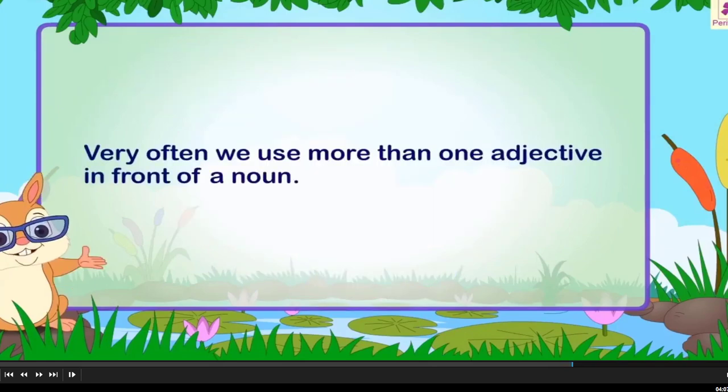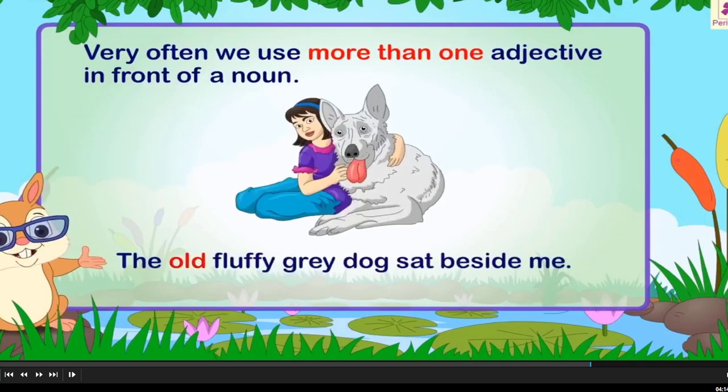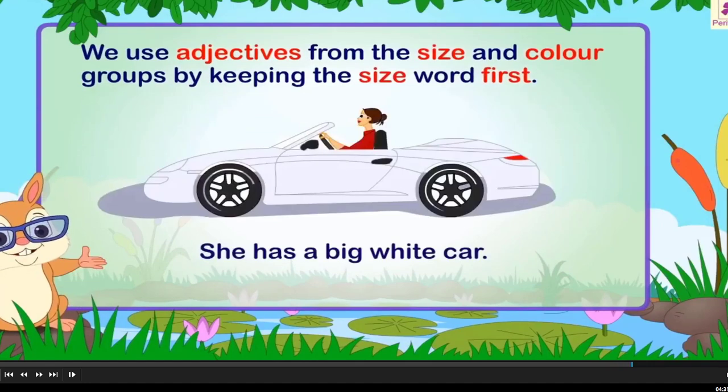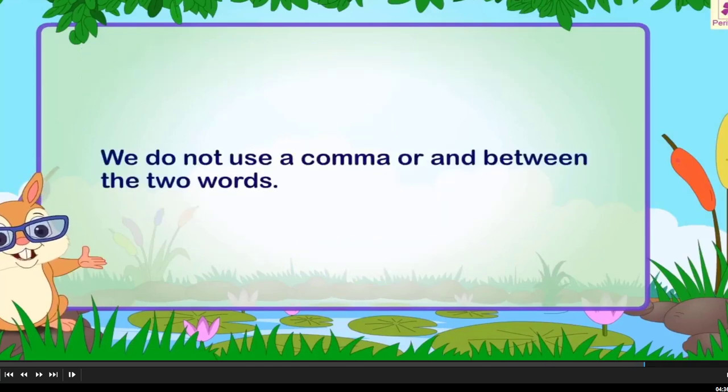Very often, we use more than one adjective in front of a noun. For example, the old fluffy grey dog sat beside me. We use adjectives from the size and color groups by keeping the size word first. For example, she has a big white car. We do not use a comma or and between the two words.